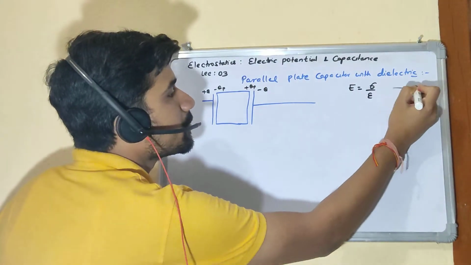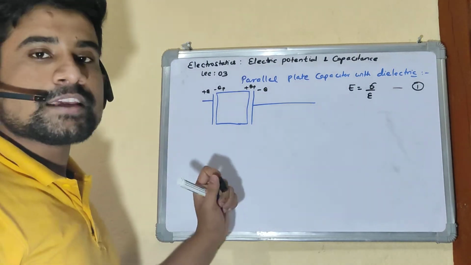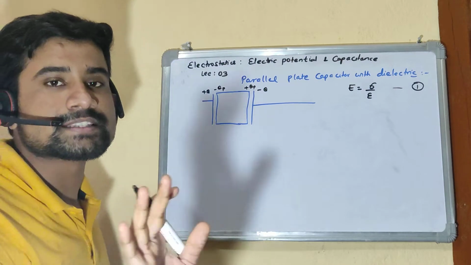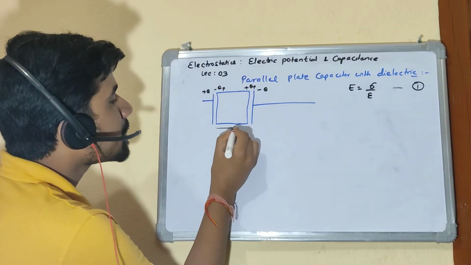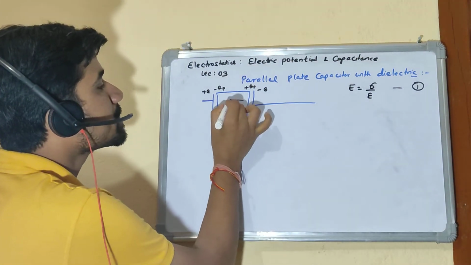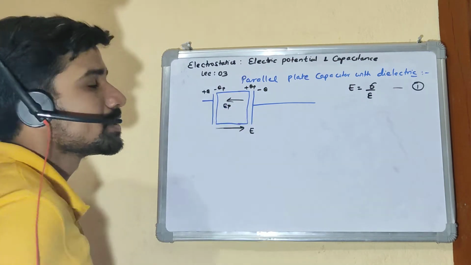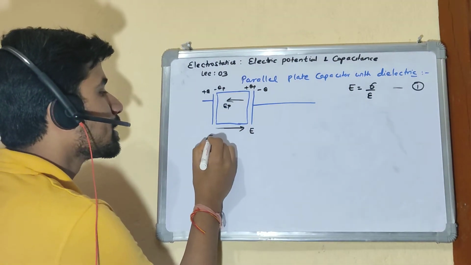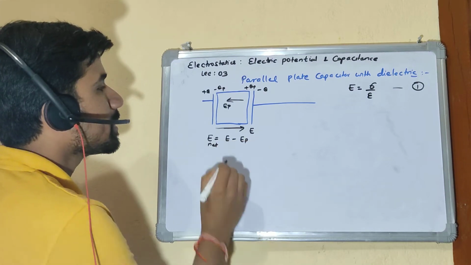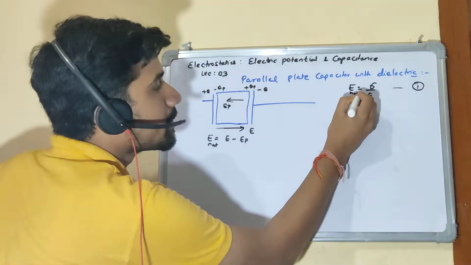It becomes sigma by epsilon, which is my equation 1, right? Now analytically, if I calculate the electric field because of the induced charges, you see there are two electric fields existing here. One is because of the capacitor plates, which is in this direction. One is because of the dielectric induced charges, which is in this direction. So if I call this E and this EP, net electric field is nothing but E minus EP. This is also my net electric field.